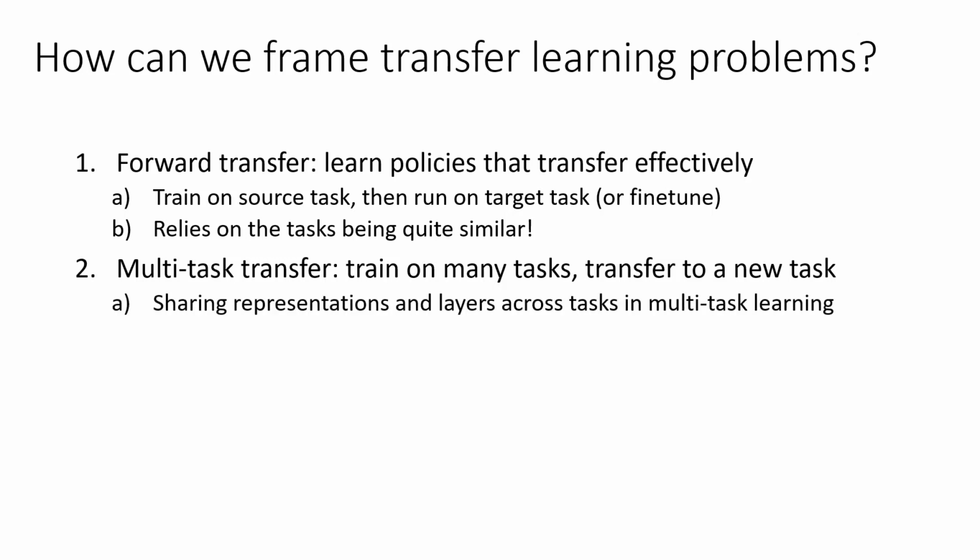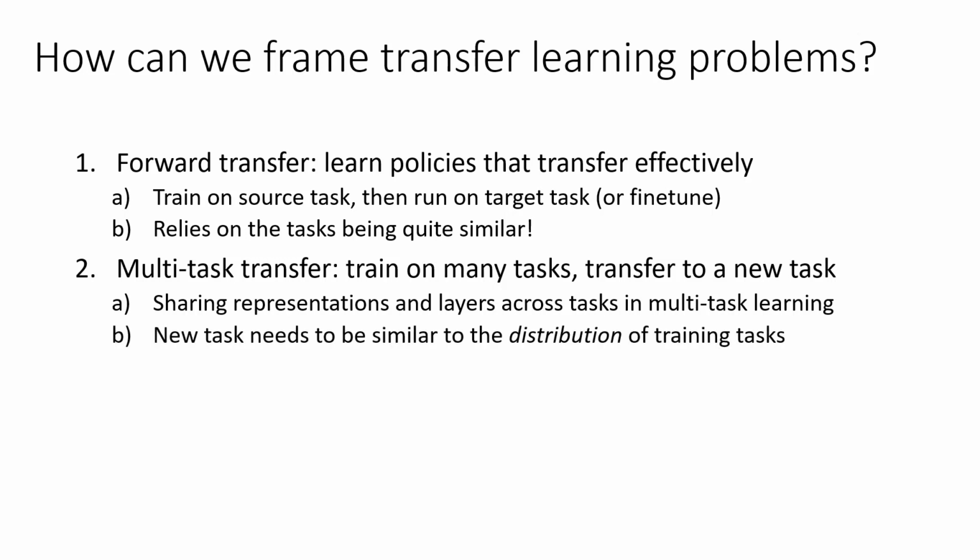There are a variety of ways to do it: sharing representations on layers across tasks, or simply training a policy that is conditioned on some representation of the task and generalizes to the new one immediately. It does typically require the new task to be similar to the distribution of training tasks, but that's often easier to achieve than ensuring that your single source task is similar to your single target task.